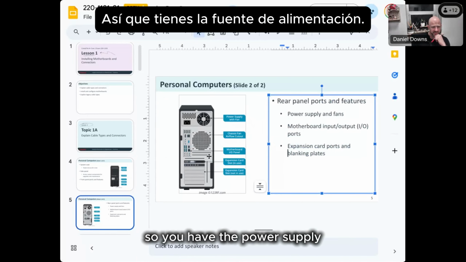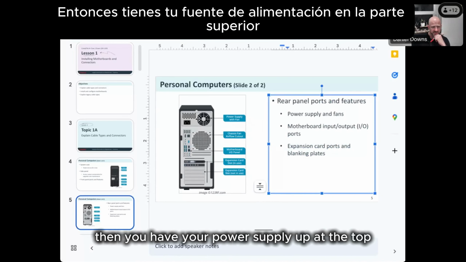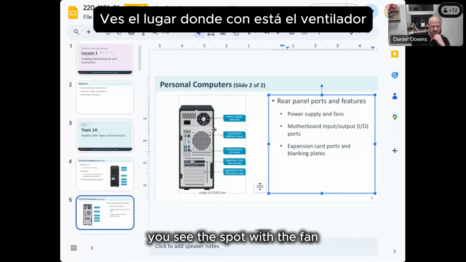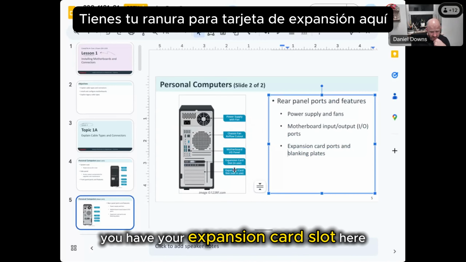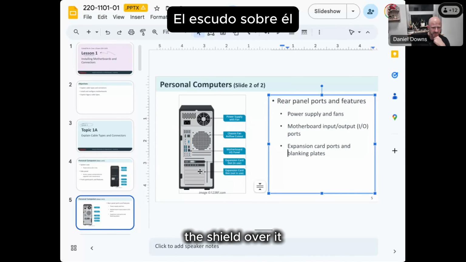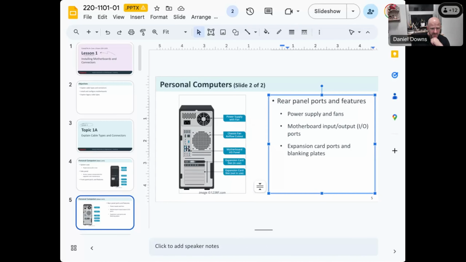So you have the power supply and you have the chassis fan for airflow. Then you have your power supply up at the top, where you can see that the AC adapter goes in here. You see the spot with the fan. You have your expansion card slot here. You have your expansion card slot not in use with the shield over it. And then you see the motherboard panel right here.